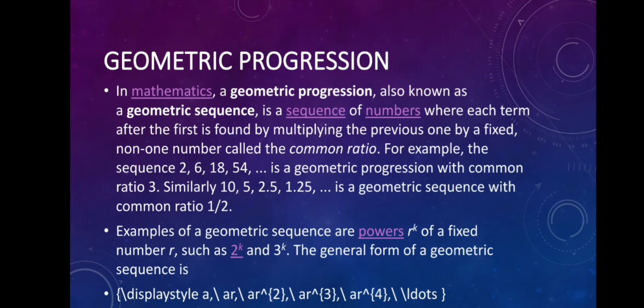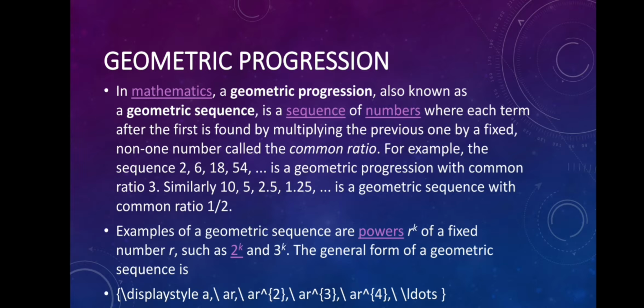Geometric progression. A geometric progression, also known as a geometric sequence, is a sequence of numbers where each term after the first is found by multiplying the previous one by a fixed non-one number called the common ratio. For example, the sequence 2, 6, 18, 54 is a geometric progression with common ratio 3. Similarly, 10, 5, 2.5, 1.25 is a geometric sequence with common ratio 1/2.